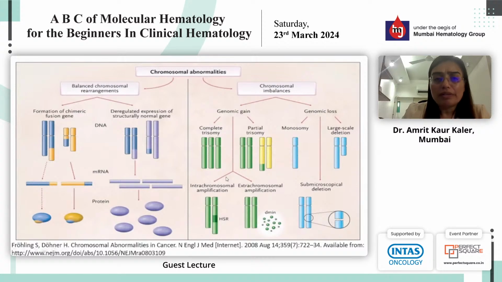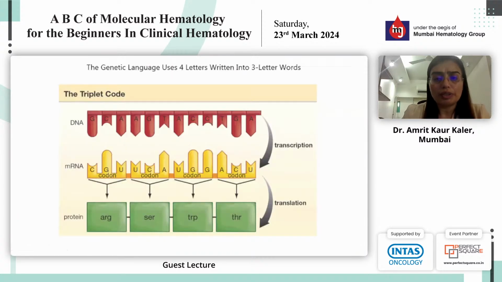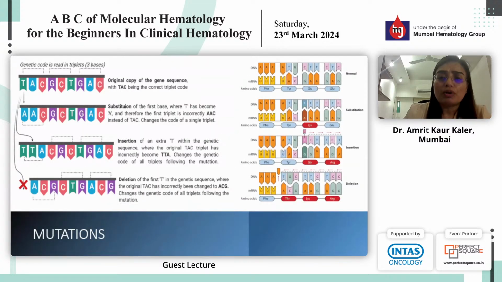This is how I will take you forward towards the triplet code. DNA is basically 4 bases, A, G, C, T, which are converted into a triplet code, and this is converted into a protein. Now, the types of mutations are important to understand because we deal with substitutions, insertions, and deletions. In a substitution, A is converted into T. In an insertion, an extra nucleotide goes in. And in a deletion, a nucleotide is deleted from there.